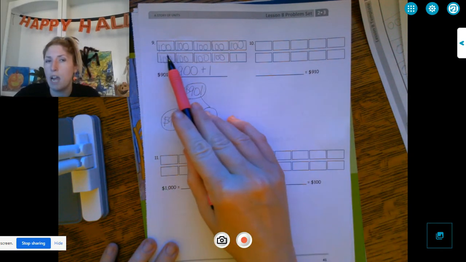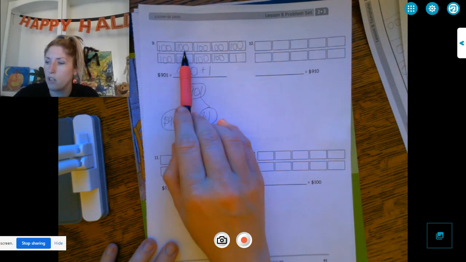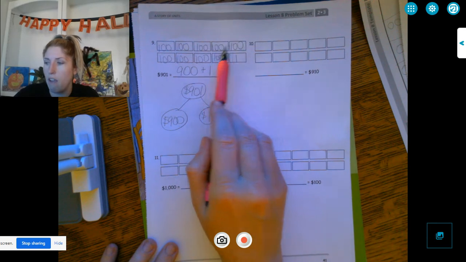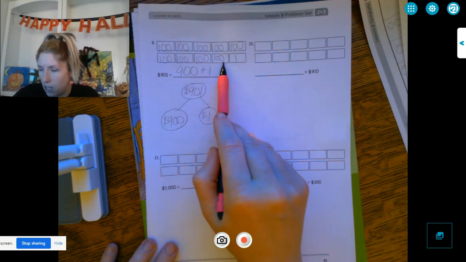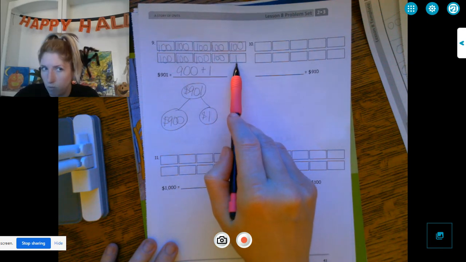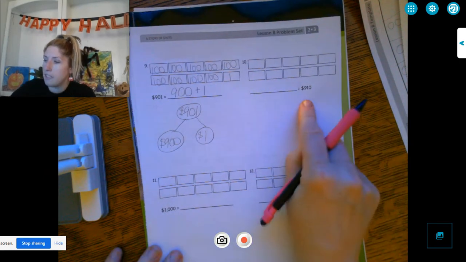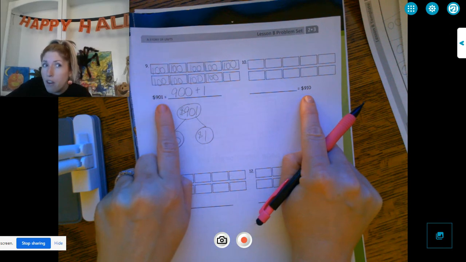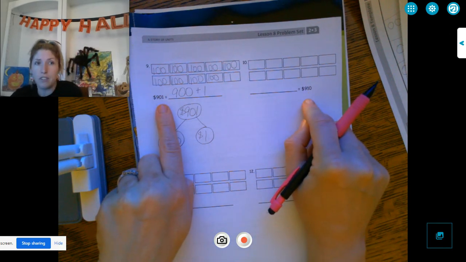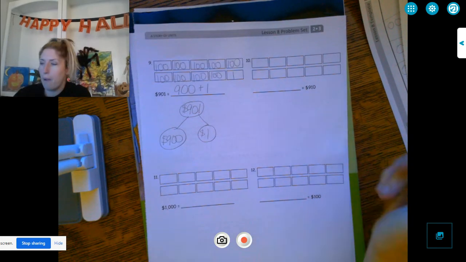And let's practice counting our money. So 100, 200, 300, 400, 500, 600, 700, 800, 900. Now switch to ones. 901. Perfect. Oh, look, the same numbers, just in a different order. And would you rather have $901 or $910? I'd rather have $910.